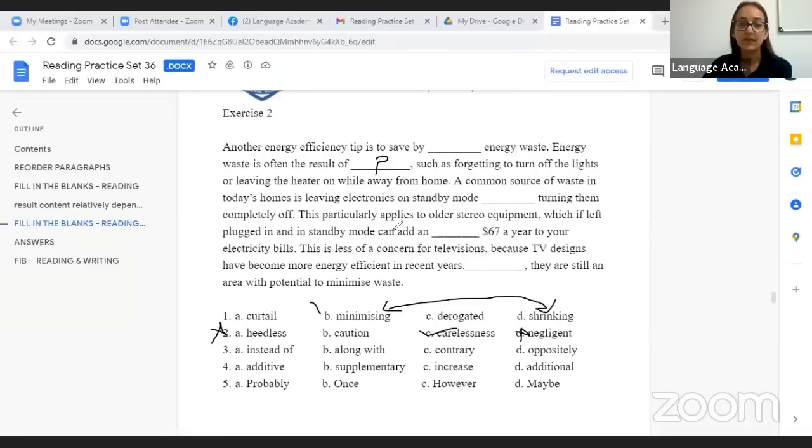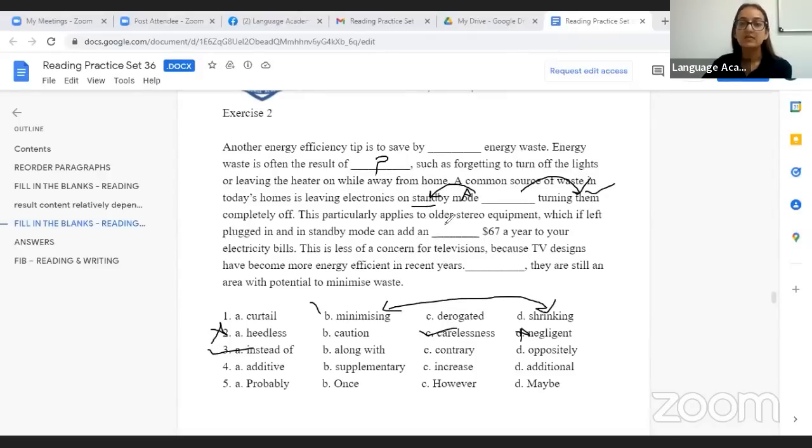A common source of waste in today's homes is leaving electronics on standby mode, dash turning them completely off. So this is also very common nowadays. We have standby modes or energy saving modes in almost every electronic item. So leaving electronics on standby mode rather than turning them off, we don't have "rather than". Something that we can use is "instead of", because instead of and rather than both are used when you want to say not to do the first mentioned thing but to do the second mentioned thing. So not doing something before the blank and yes to something written after the blank, in that case we can use instead of.